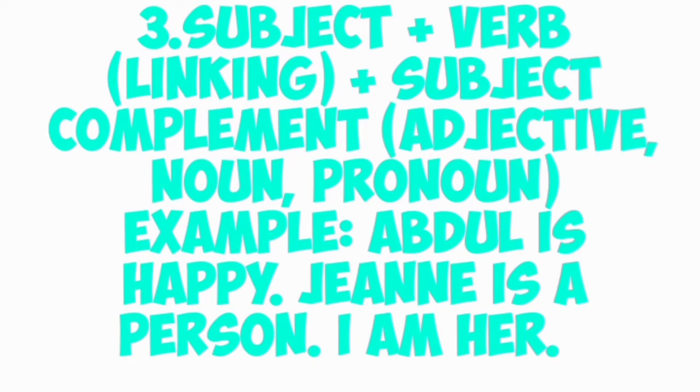Number 3. Subject plus linking verb, like is, am, are, as subject complement, like adjective, noun, pronoun. Example, Abdul is happy. Jenny is a person. I am her. These three are different sentences in which subject plus linking verb is used.